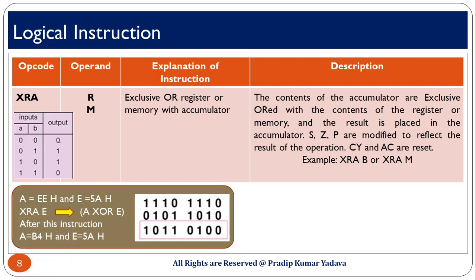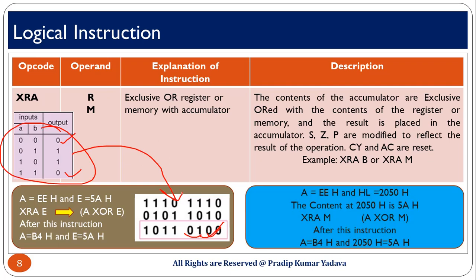0 0, here you can say 0. 1 1 0, so here you can say 0. 1 0 means 1, so you can find 1, again 1 1 0. So, by following this table you can find your output. So, this is the working of the XOR operation. Here you can see XRA M.